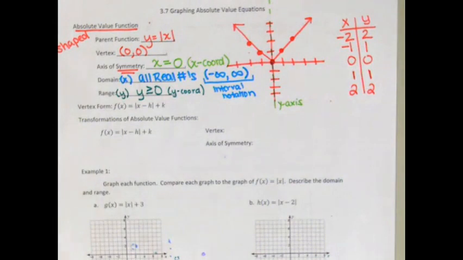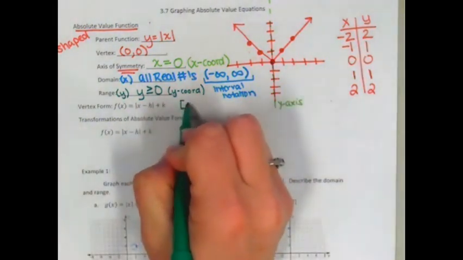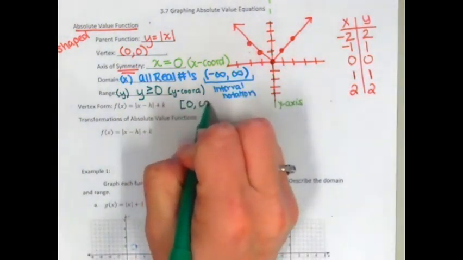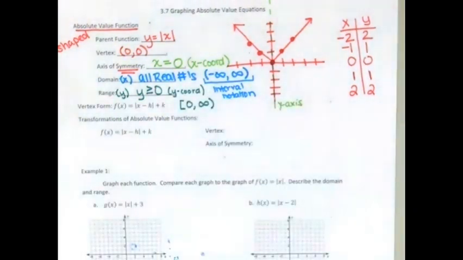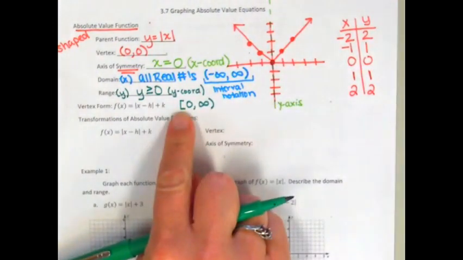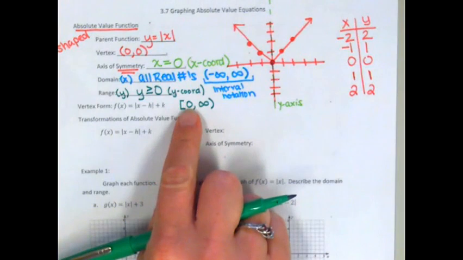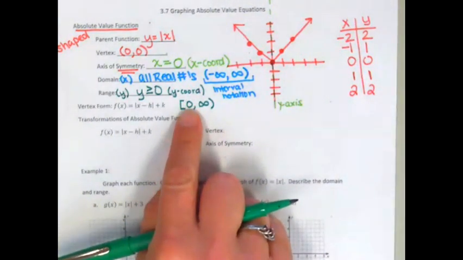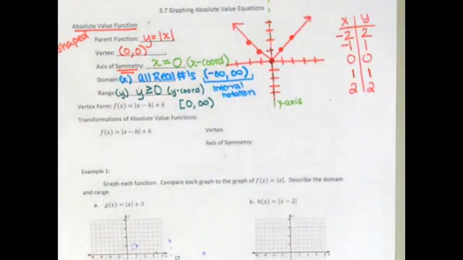You want to know interval notation? That would be 0 to positive infinity. Okay. Now we use a bracket here to show that it includes 0. Y can be 0, can't it? Yeah. Okay.